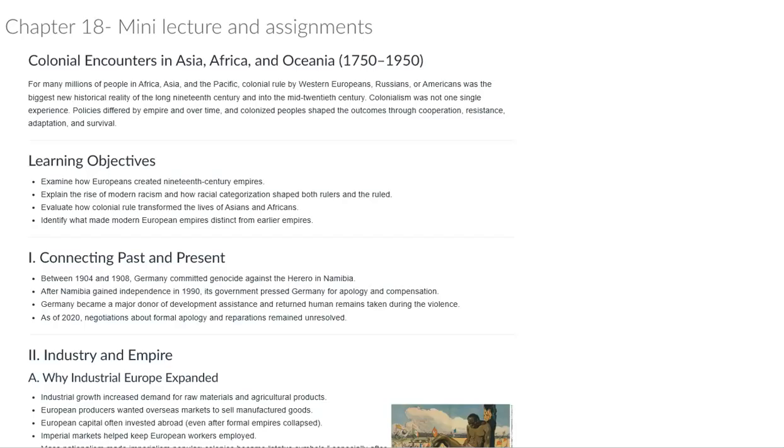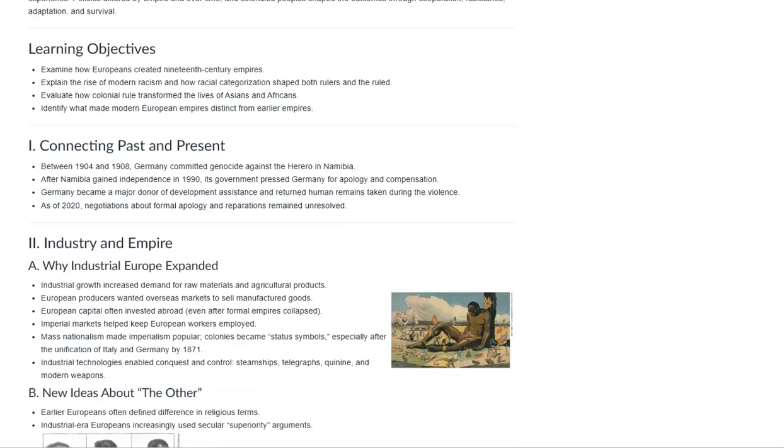Now, why did imperialism expand so rapidly in the 19th century? A huge answer is industry. Factories in Europe demanded raw materials, things like cotton, rubber, minerals, and agricultural products. And Europeans also wanted markets, a place to sell those manufactured goods. So as nationalism grew, imperialism became popular at home. And after Italy and Germany unified by 1871, colonies became status symbols, proof that a union mattered.